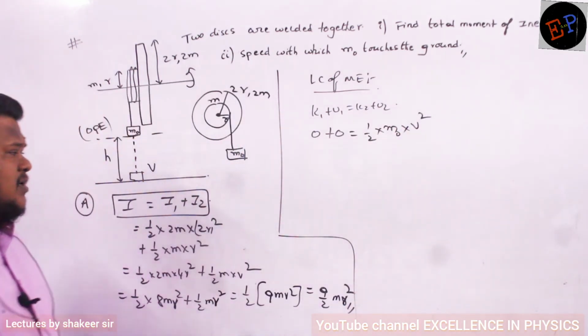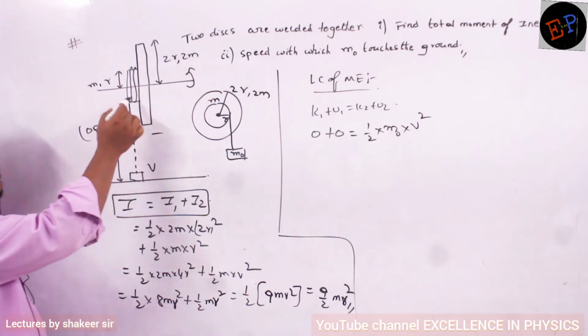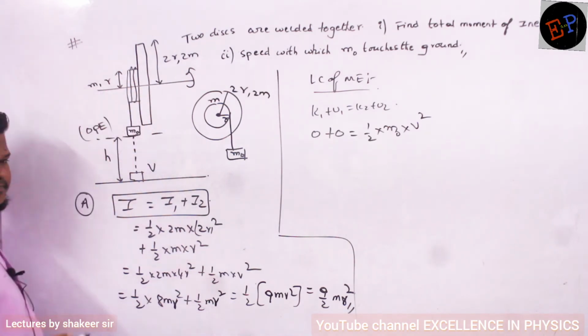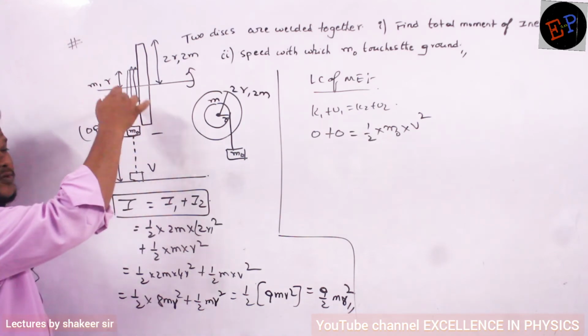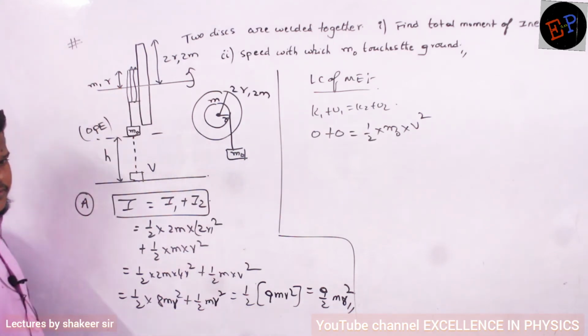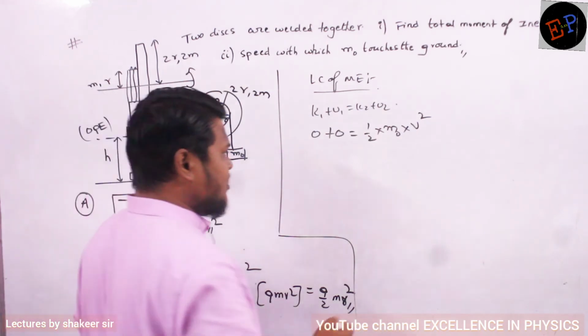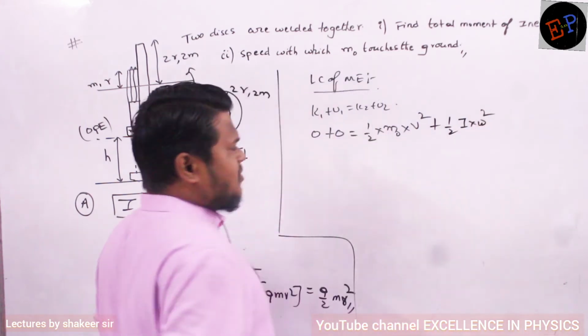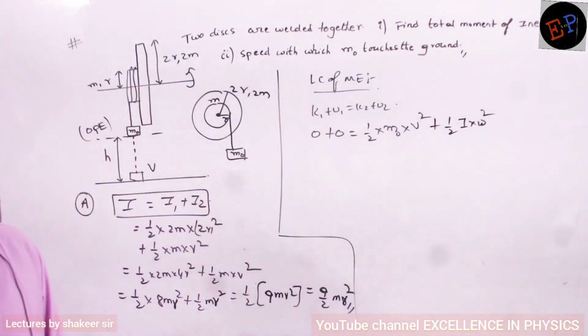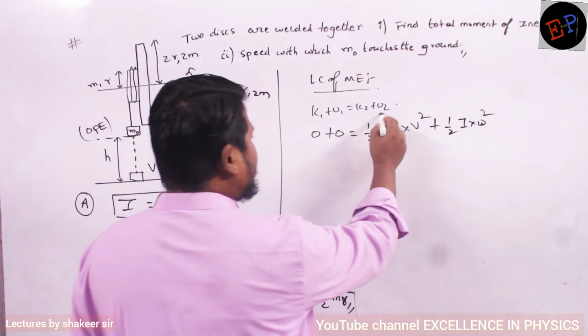That's all. Then what about the rotational kinetic energy of this total system? Not only is this mass moving, the system is rotating also, no? The disks are rotating also. Then they will have rotational kinetic energy also, no? What is the formula for rotational kinetic energy? Half I into omega square. So this is the total kinetic energy of the system. Clear, no? Then what about potential energy?